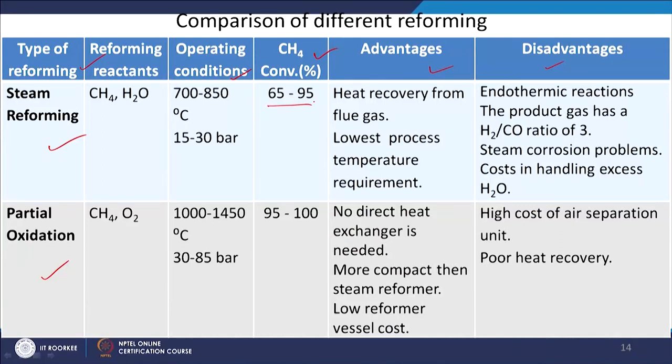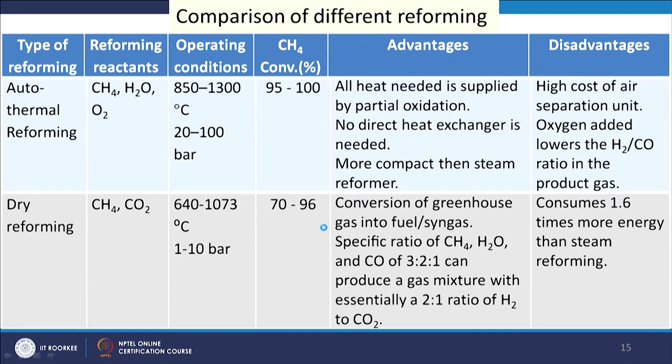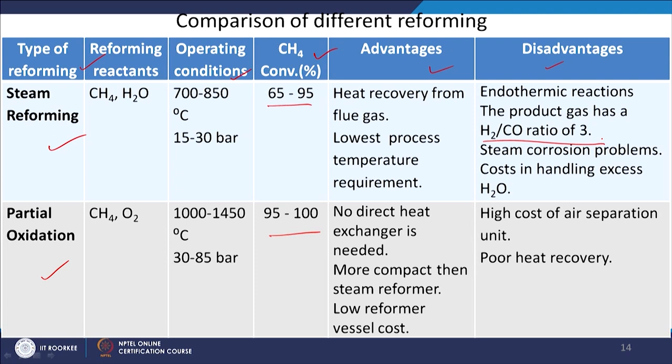So, steam reforming gives us 65 to 95% of methane conversion, partial oxidation 95 to 100%, and then autothermal gives 95 to 100%, and dry reforming 70 to 96%. So, these are different methane conversions reported in literature. An advantage, as we have discussed, is that steam reforming can give us the maximum H2 to CO ratio. So, when we are interested in getting hydrogen from the syngas, then we will prefer this process. As you are using steam, it may induce some corrosion problems also, and that is its disadvantage.